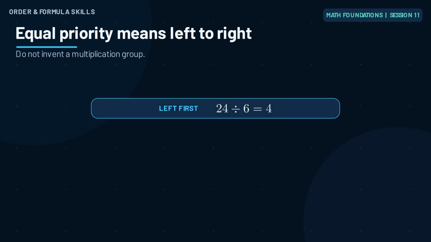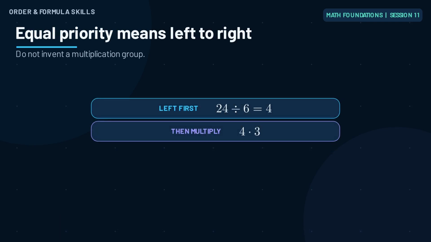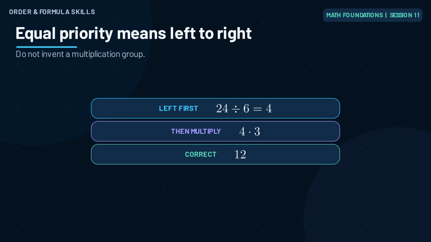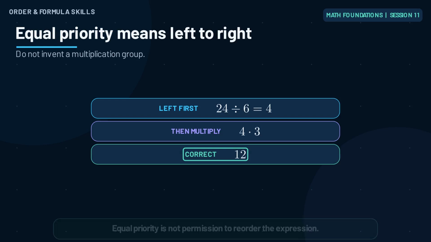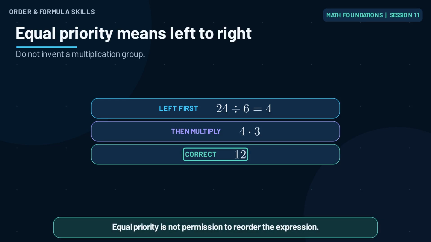Move left to right. 24 divided by 6 is 4. Then multiply 4 by 3. The correct value is 12. 12 preserves the printed left to right order. Equal priority means scan from left to right, not multiply before divide. The same rule applies to addition and subtraction.